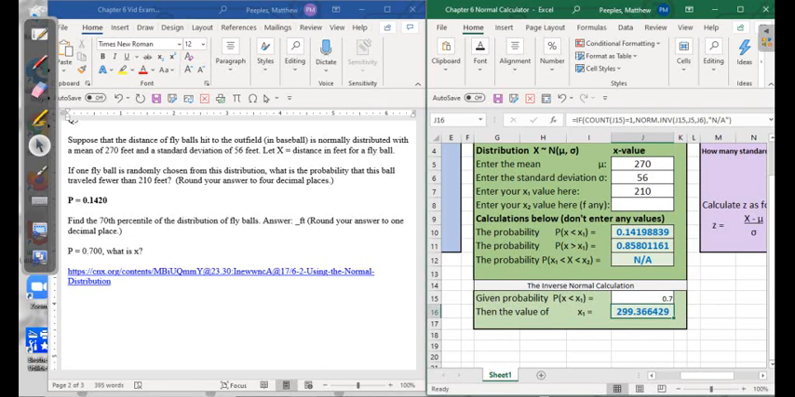Now, we're going to round this to 1 decimal place, which means that x, in this case our answer for the number of feet, is going to be 299.4 feet. Well, that's the answer we wanted, and so we're done.